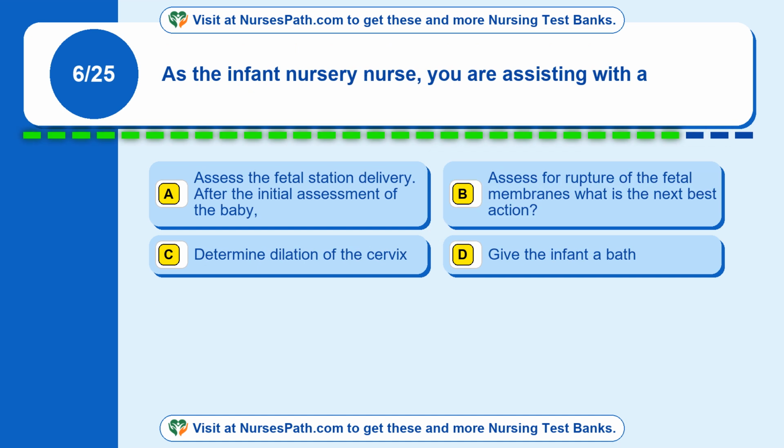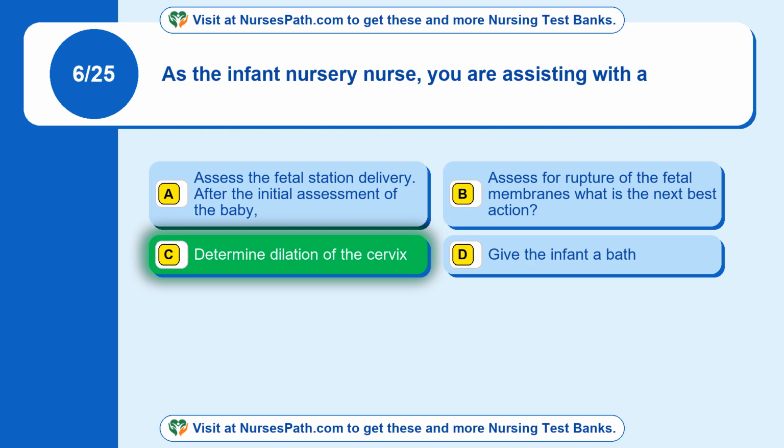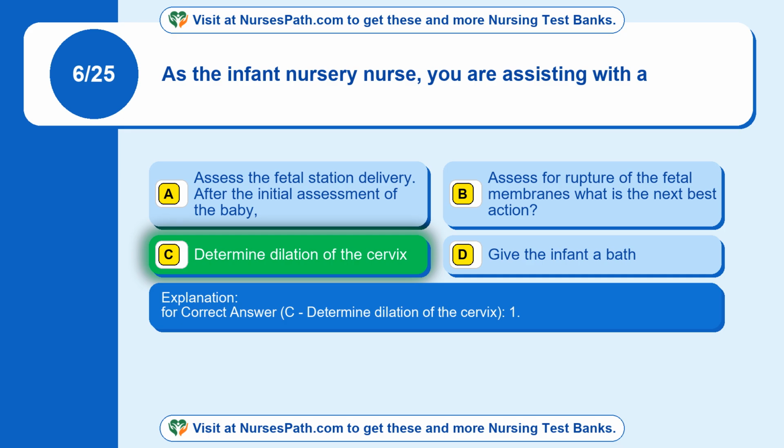Question 6. As the infant nursery nurse, you are assisting with a delivery. After the initial assessment of the baby, what is the next best action? Option A. Assess the fetal station. Option B. Assess for rupture of the fetal membranes. Option C. Determine dilation of the cervix. Option D. Give the infant a bath. The correct answer is option C. Determine dilation of the cervix.